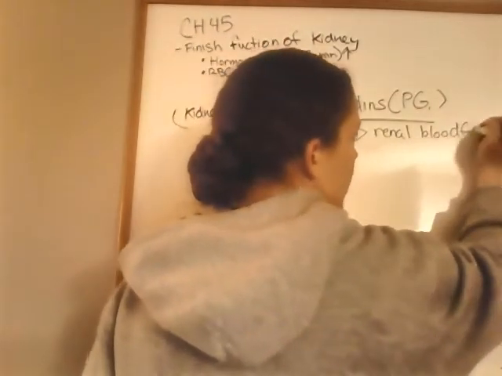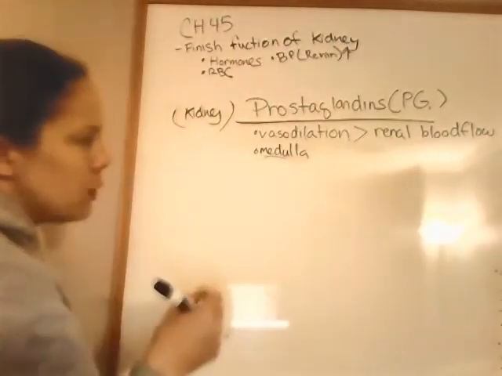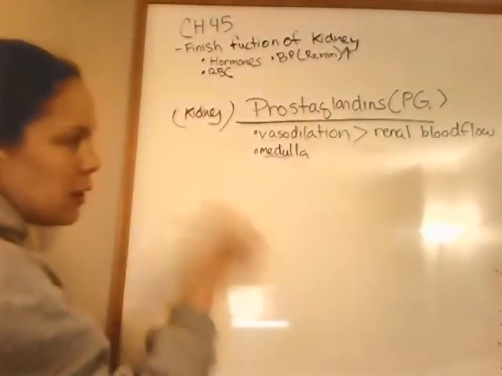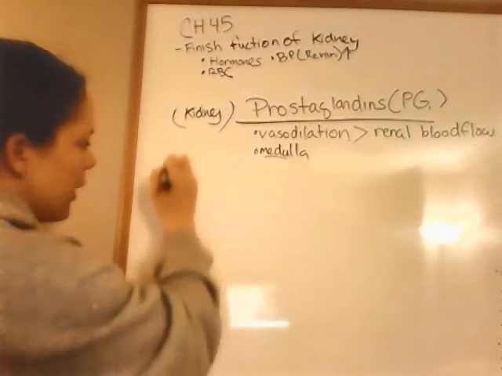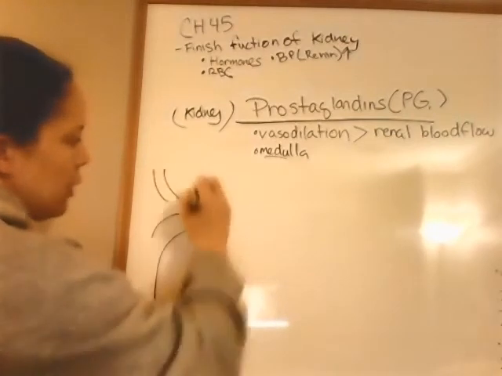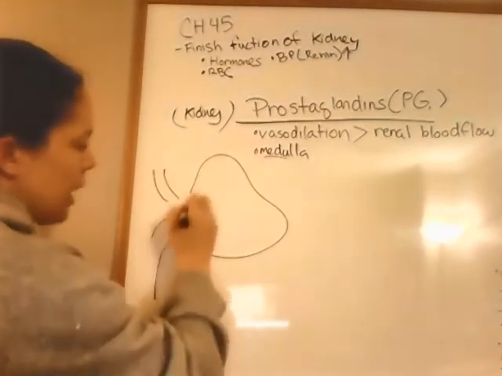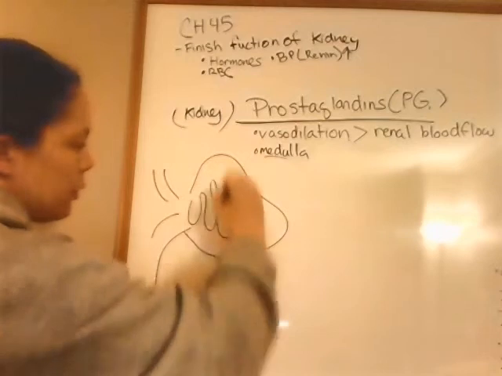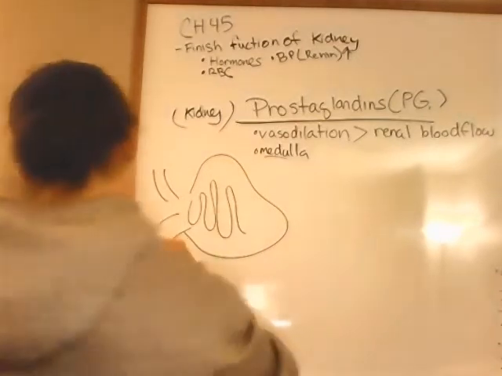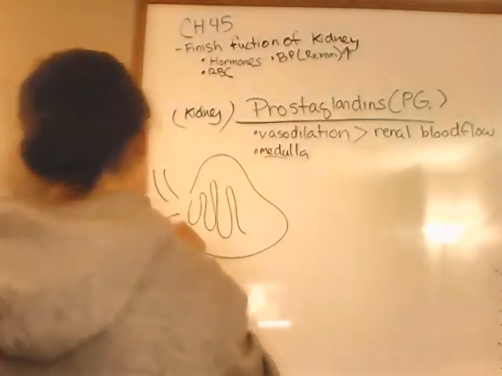Do you remember I said that the afferent arteriole goes into your filtering capsule? Let's draw that out one more time. So here's your capsule, your Bowman's capsule. Inside you have your glomerular filtration. All right, so this is your afferent and your efferent.